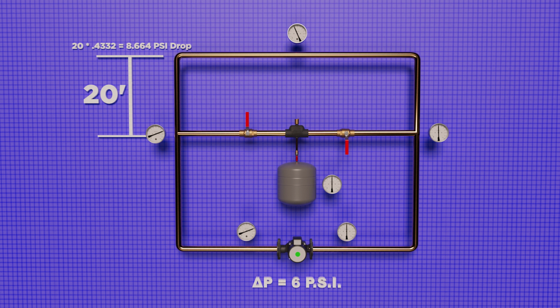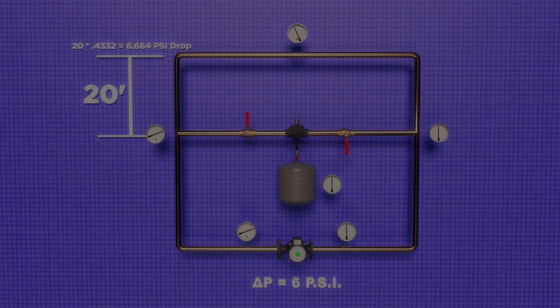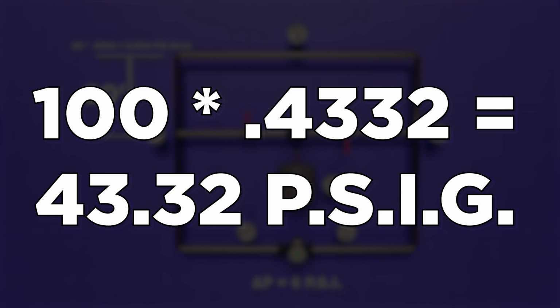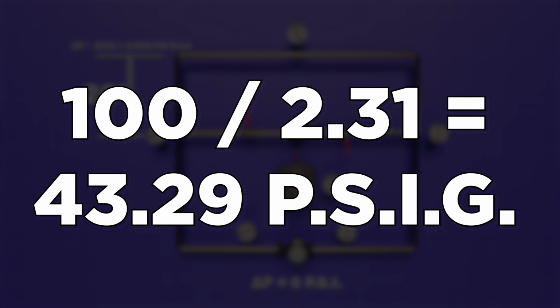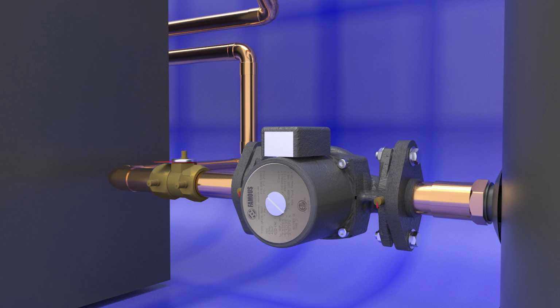But what if our system was 100 feet tall? Well, 100 times 0.4332 equals 43.32 psi, or 100 divided by 2.31 equals 43.29 psi. So it would take almost 44 psi to get the water to the top of the system.